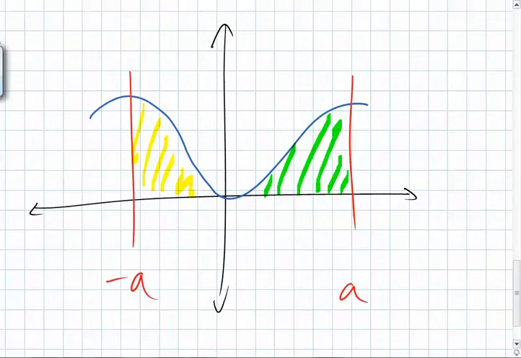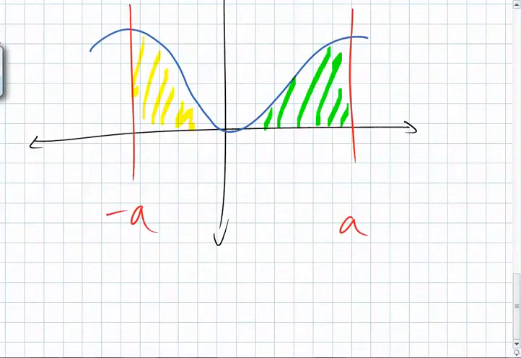Because odd, you know it's 0. When it's odd and goes from negative a to a, it's 0. Correct. Because if it's odd, instead of going over like this, what's it going to do? It's going to go down, and this is going to be the opposite of the green area. It'll cancel out, which is really helpful.